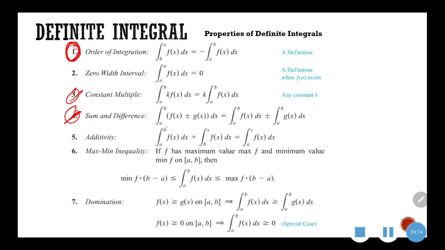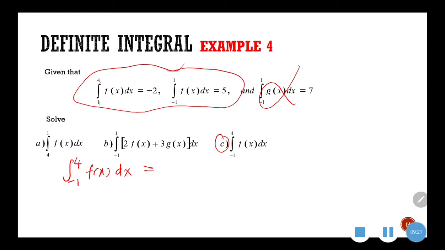Sebab maknanya macam ni, kita tambah 2. Okay, so the same thing goes here. So maknanya yang ni, integration from -1 to 4, you can make use of integration from -1 to 1 fx dx plus with integration from 1 to 4 fx dx.